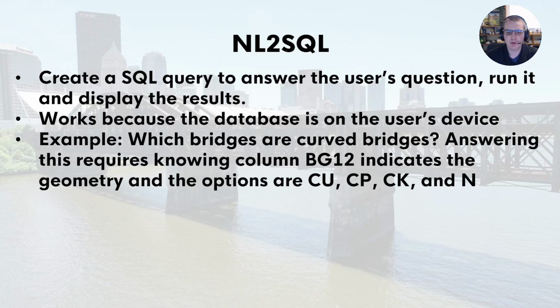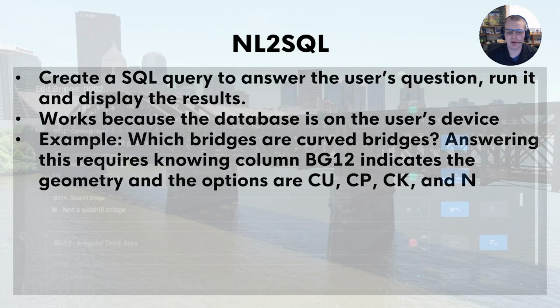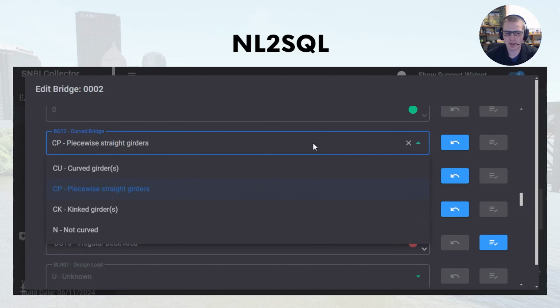For example, which bridges are curved bridges? Answering this requires knowing that column BG12 indicates the deck geometry, and the options are CU, CP, CK, and N. For anybody who even writes SQL code, just knowing this information, it's still hard to create an actual query for this. So it's especially important for the AI to be able to understand this and create a query to answer this. So here's another video example.